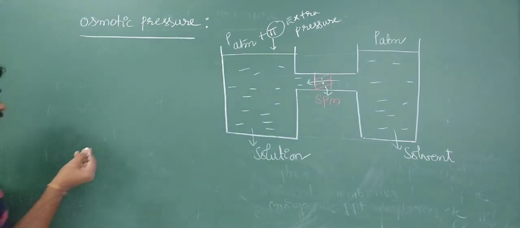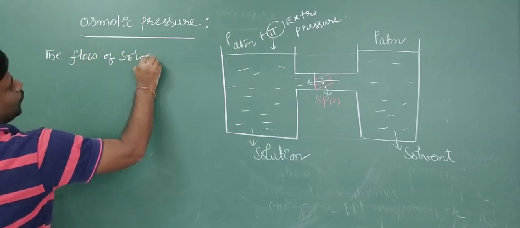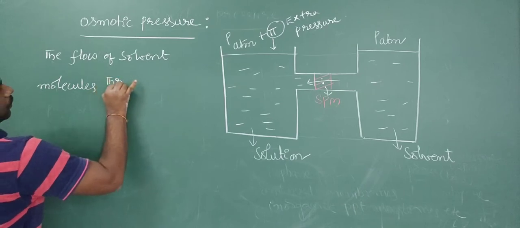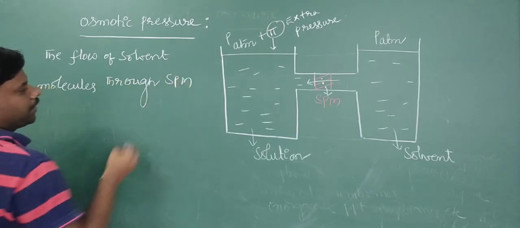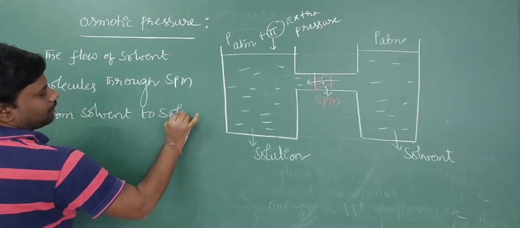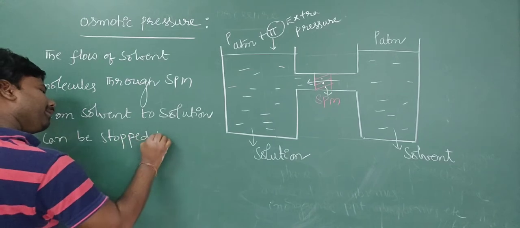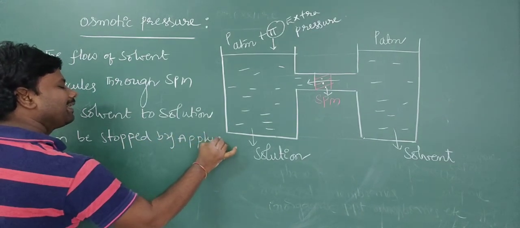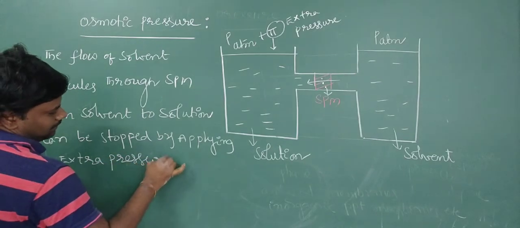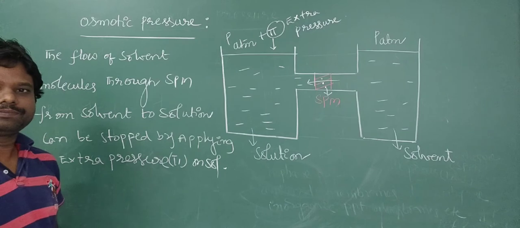Look here, the definition. The flow of solvent molecules through a semi-permeable membrane from solvent to solution can be stopped by applying extra pressure on the solution is called osmotic pressure. Okay.